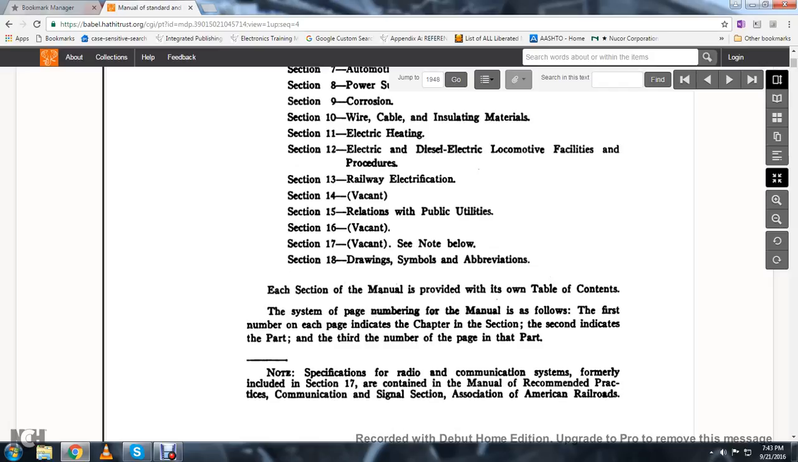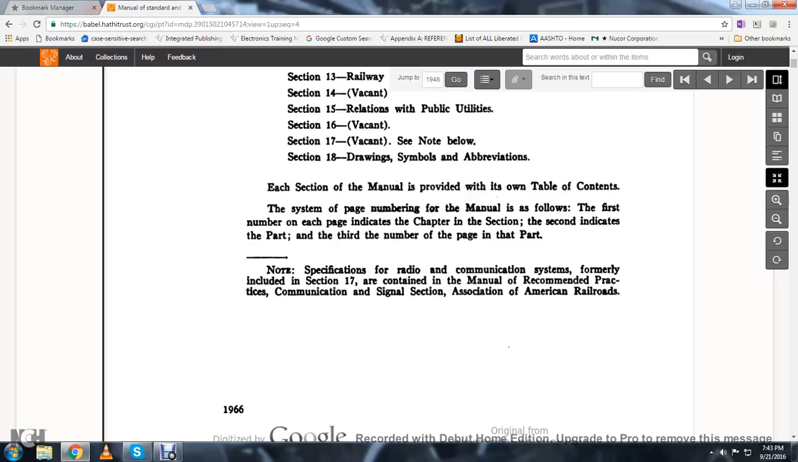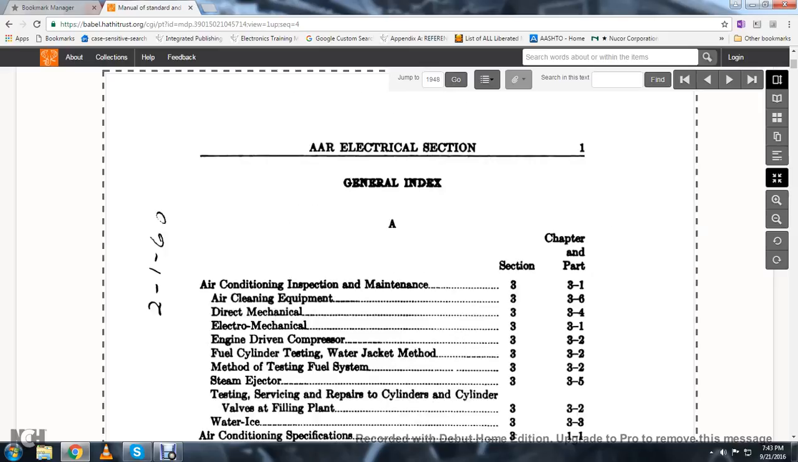All right, each section of the manual is provided with its own table of contents. The system of page numbering of the manual is followed. The first number of each page indicates the chapter of the section, the second indicates the part, and the third is the page number in the part. Note: specifications of radio communications and systems formerly included in Section 17 are contained in the manual of recommended practices, communication signal aspect section, Association of American Railroads.